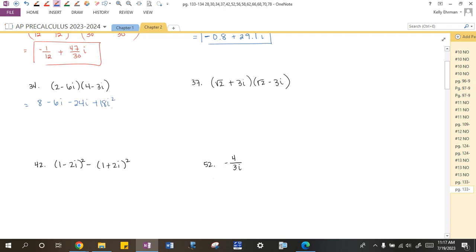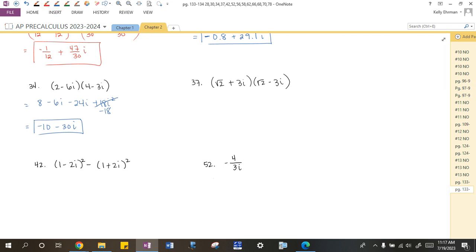Again, I write that down, and then I just go over it and say, okay, but that's 18 times negative 1. I like to write it down first, unsimplified, so I don't, again, make an error in the sign. 8 minus 18 is negative 10. Negative 6 minus 24 is negative 30i.